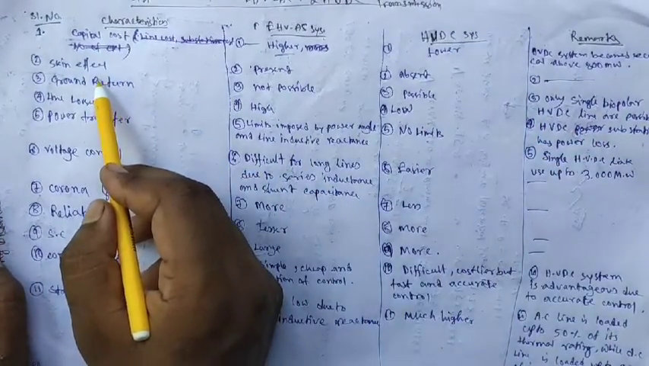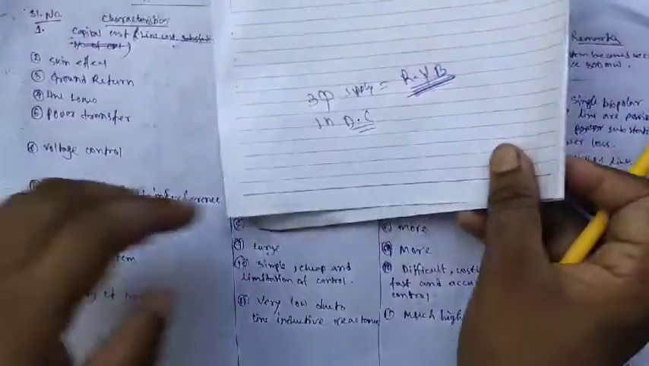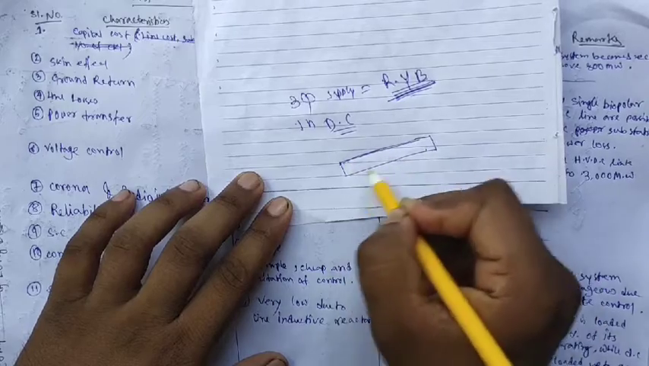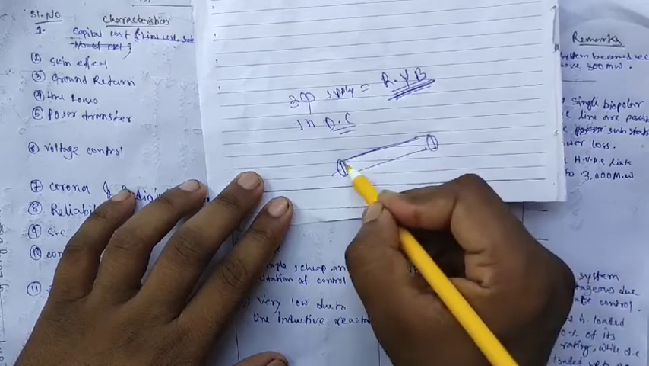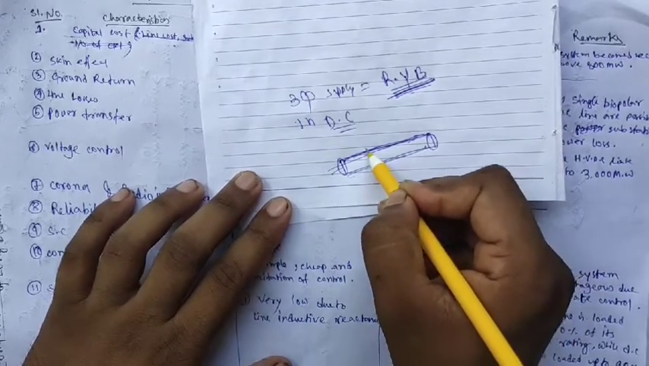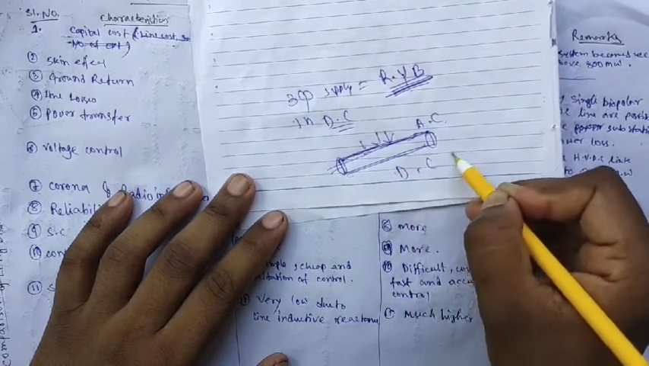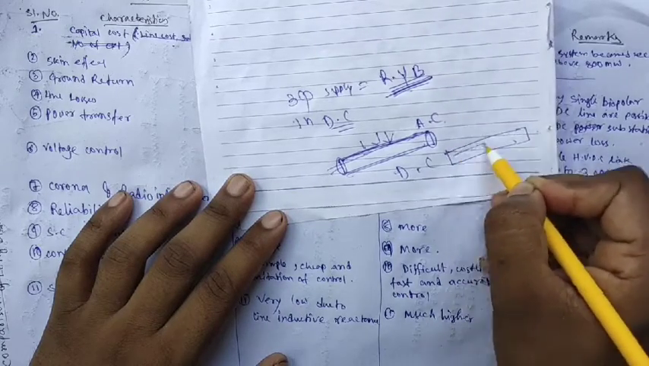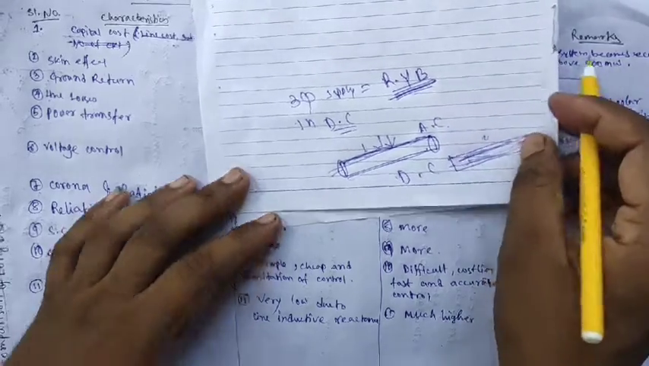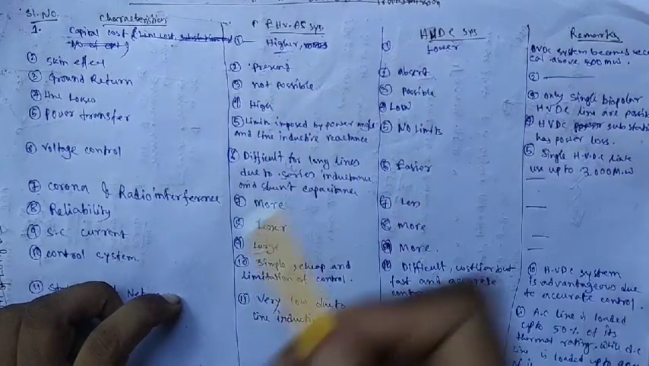Skin effect is present in the AC system. In AC, the current flows through the surface of the conductor. Suppose this is the conductor, and the AC current flows through its surface. So skin effect is present in the AC system. But in the DC system, the current flows equally throughout the conductor, so no skin effect is present in the high voltage DC system. So skin effect is present in AC and absent in high voltage DC.